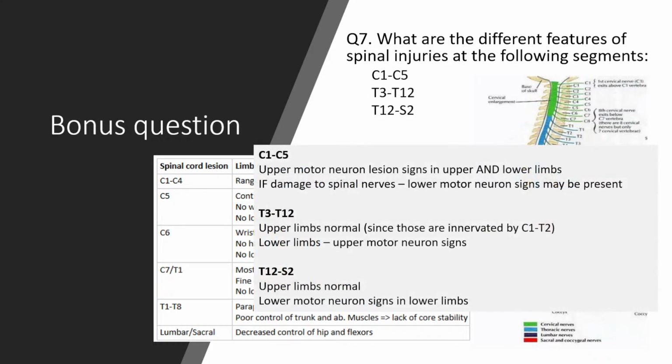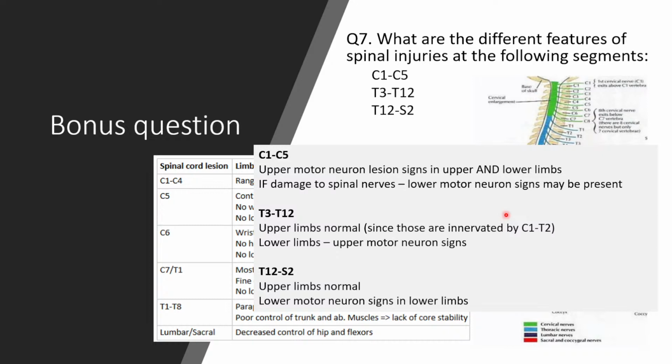This is just a summary chart. C1 to 5 will be upper motor neuron lesions and lower limbs. If there's damage to spinal nerves, you might also have some lower motor neuron signs. T3 to T12, so upper limbs normal because that's from C1 to T2. Lower limbs will have upper motor neuron signs.